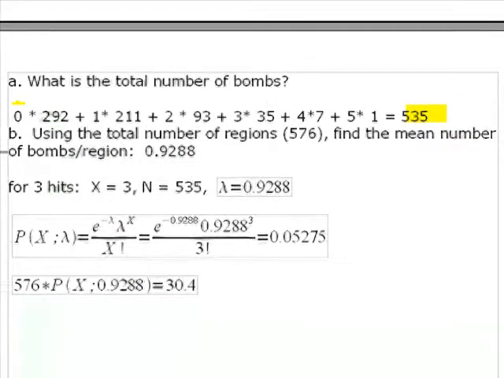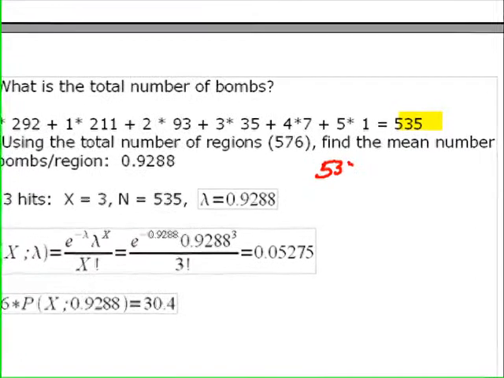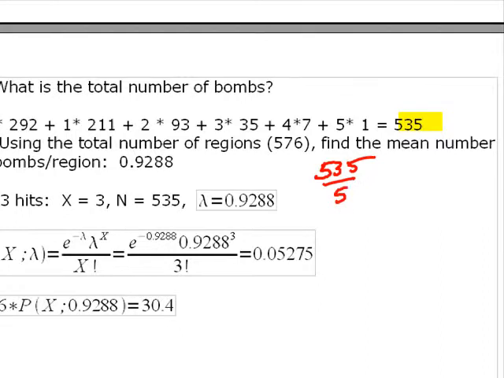What is the average? Okay, easy enough. You take 535 and you divide by 576 regions. This is an average of 0.9288 bombs per region, and that's the number that you want. There's your lambda for the problem.